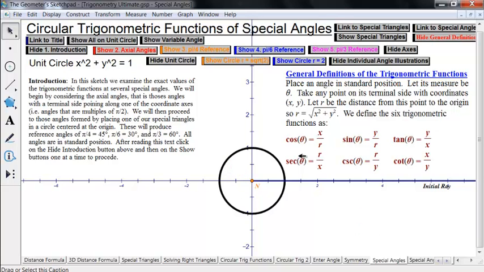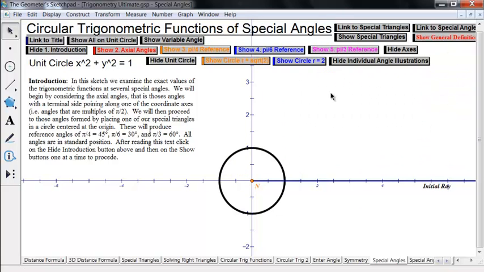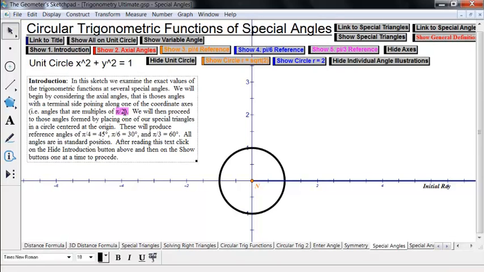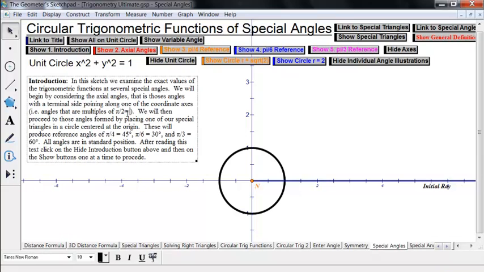Okay, so I'm going to hide that variable angle. I'm going to hide these definitions. Now, as you can read here in the introduction, what we're going to do is examine the exact values of the trigonometric functions at several special angles. We're going to start by considering the axial angles, that is, those angles with a terminal side pointing along one of the coordinate axes. So that'll be angles that are multiples of pi over 2 for their measurement in radians, multiples of 90 degrees in degrees. Okay.